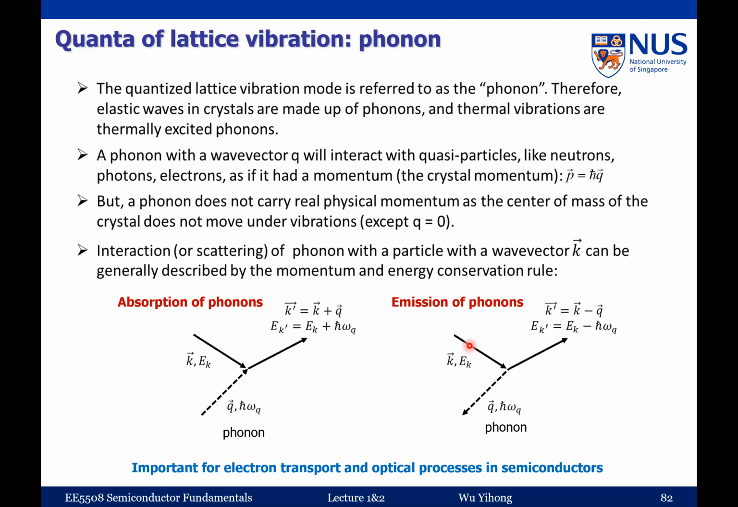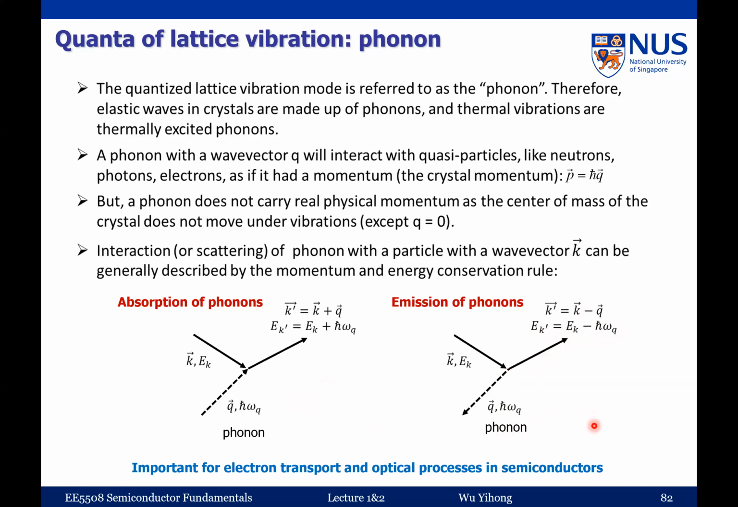Of course, during scattering you may also emit a phonon. This is the initial state of the particle, which can be an electron or photon. If it emits a phonon, you get an additional phonon with wave vector q and energy ħω_q. In this case energy has to be conserved. So after scattering, the particle's energy will be smaller, by the difference ħω_q. Similarly the wave vector changes by this difference, because you emit one phonon.